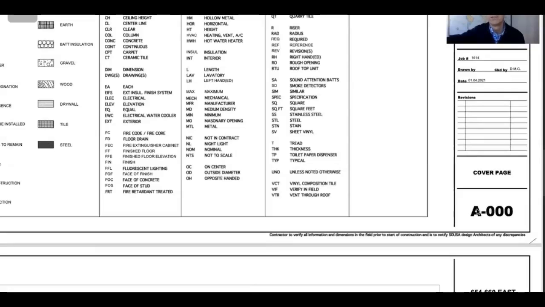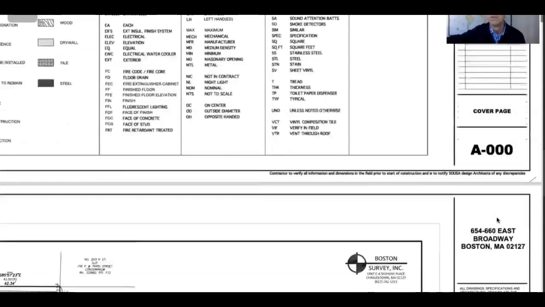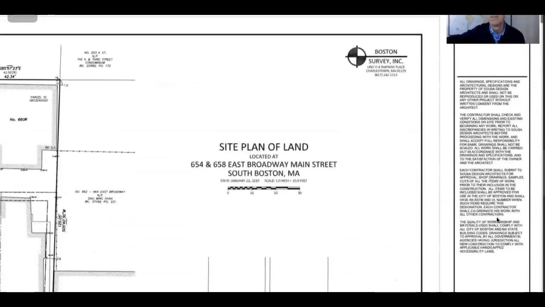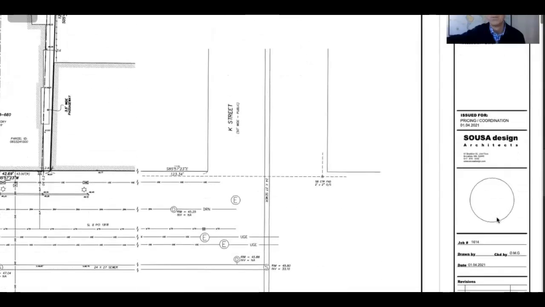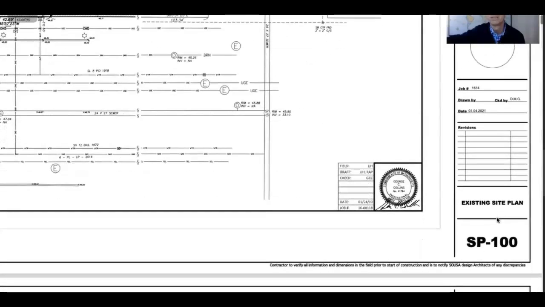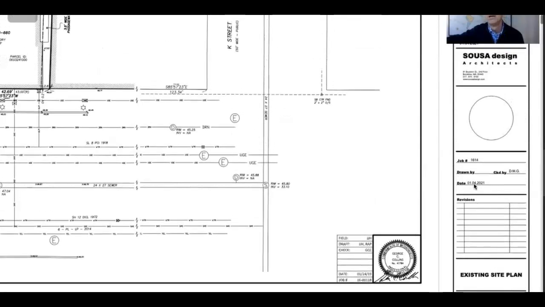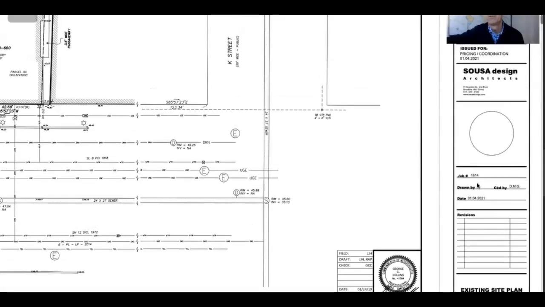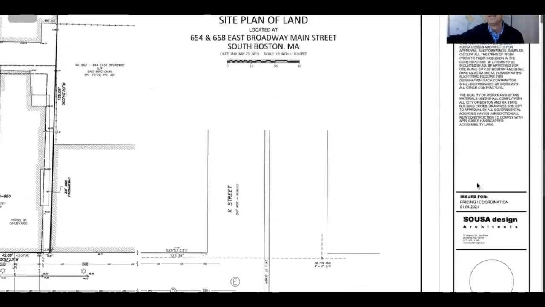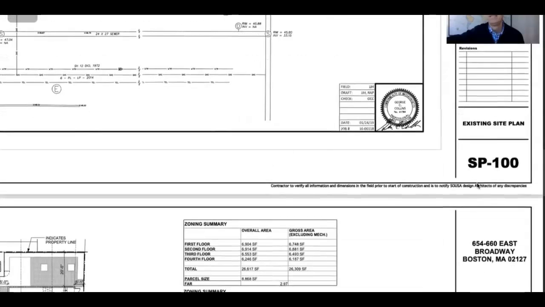So for the architecturals, it'll be A-001, 002, whatever it is. And it'll tell you generally how many pages there are in each of the drawings. So we're looking at the site plan. You see SP-100, and it tells you that these were drawn in January of 2021. And it will also tell you how many pages there are in there.